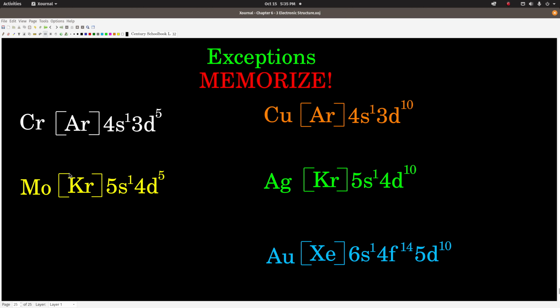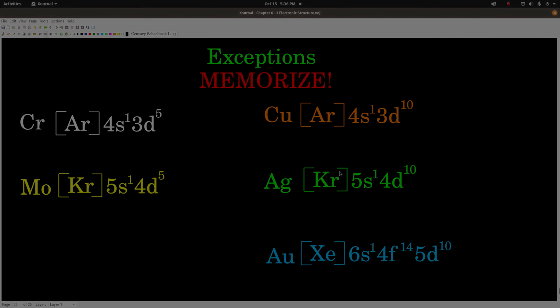Same thing with molybdenum. It's krypton 5s1, 4d5. Silver is krypton 5s1, 4d10. And gold is xenon 6s1, 4f14, because we're in the F block, and then 5d10, not 6s2, 4f14, 5d9. So these are exceptions. There's a pattern, right? If you look at the periodic table, chromium is right above molybdenum. The only thing that's different is the noble gas, because it's a different row. Same thing, copper, silver, and gold are all in the same column. They're all S1, D10, with a 4F thrown in here. Well, that's all there is to that, guys.